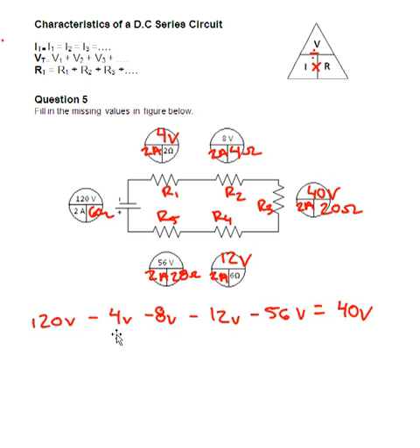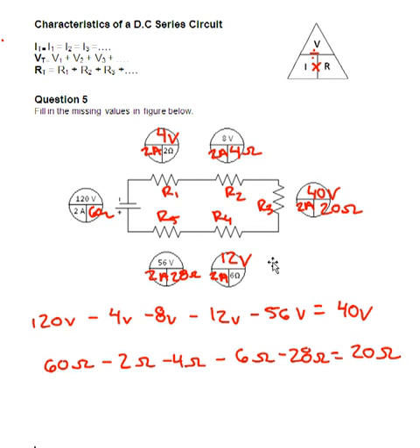Now let's double check that. Let's add up all the resistances, and we'll find out R3 resistance. So we had 60 ohms as our total, and we would subtract 2 ohms, subtract 4 ohms, subtract 6 ohms, because we're looking for this guy, and subtract 28 ohms. And we get 20 ohms. So our circuit is correct.